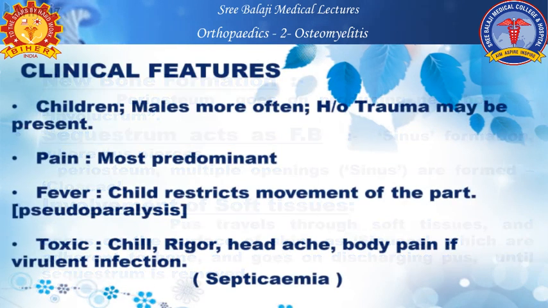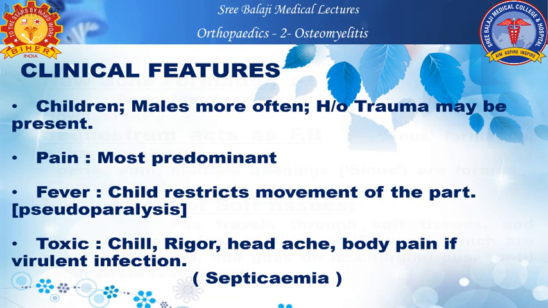Clinical presentation: children are more commonly involved, and boys are more commonly involved because of their increased activity. Usually there will be a history of trivial trauma, which will attract attention. Pain is the most predominant clinical feature. The patient will present with fever and restriction of movement in the affected limb, which is called pseudoparalysis. Sometimes, if the organism is highly virulent, the child will present with toxic features like chills, rigors and generalized body pain, which are features of septicemia.